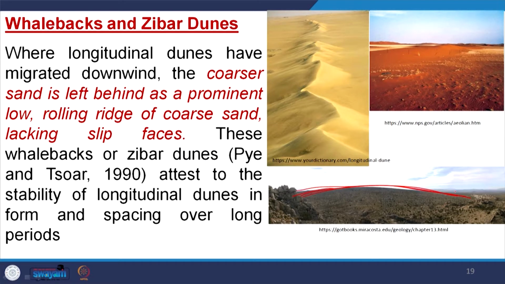Here the longitudinal dunes have migrated downwind, and the coarser sand is left behind as a prominent low rolling ridge of coarse sand lacking a slip face. As it is a very gently sloping plane, it will not create any distinct slip face. These wallbacks or Gibbard dunes attest to the stability of longitudinal dunes in form and space over long periods. That means over a long period the longitudinal dune will be stabilized, or it will move through the same corridor for a long time.